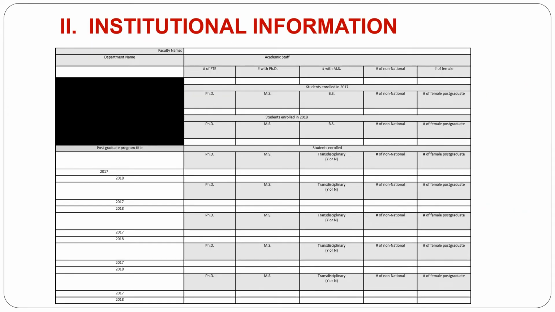So, institutional information. Here you indicate your faculty name, here you indicate the department name, and here you indicate which postgraduate program you are talking about. There are a number of pages with this table, and you can add or subtract to your liking. If you only have 3 departments, you only have 3 tables. If you have 10 departments involved, you have 10 tables.